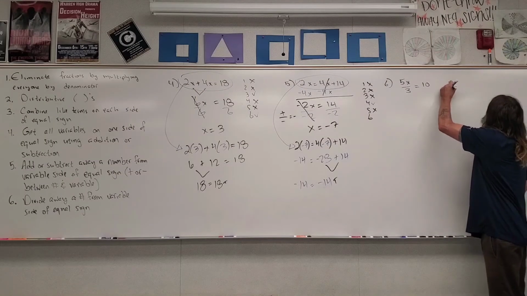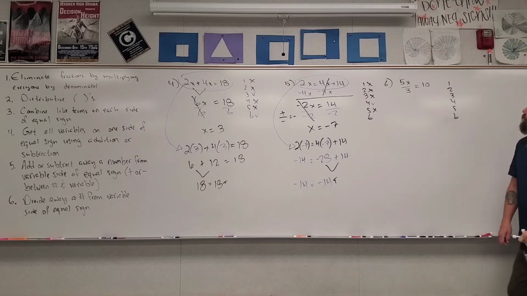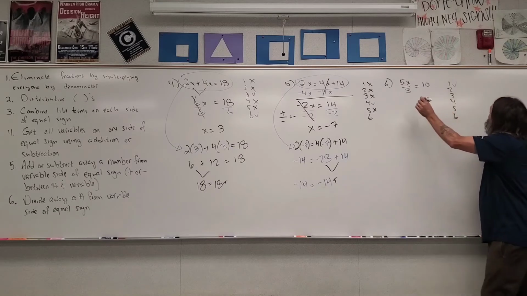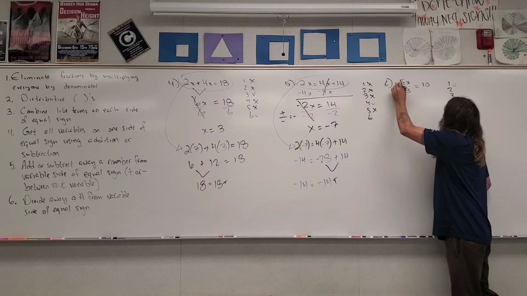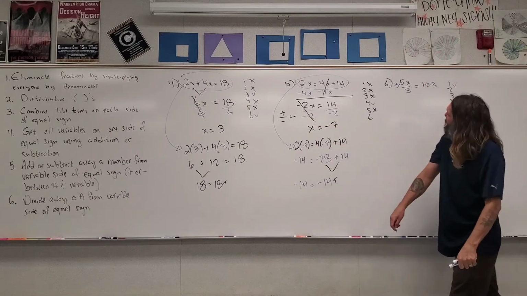Let me write my steps. 1, 2, 3, 4, 5, and 6. Step 1, can I eliminate a fraction? Yes, I can. I have a fraction, so I am doing step 1. So I'm going to write a 3 next to the 5 and a 3 next to the 10 because I'm multiplying everyone by the denominator.